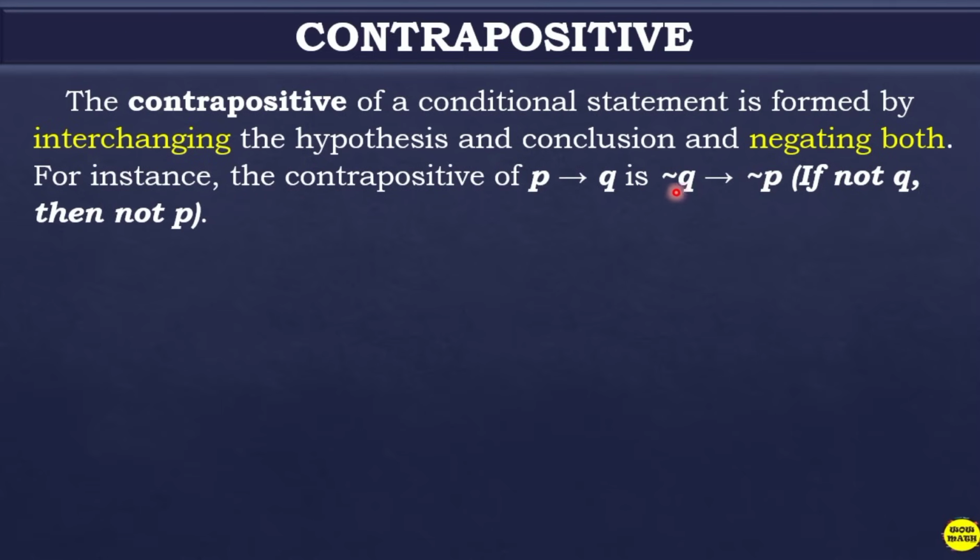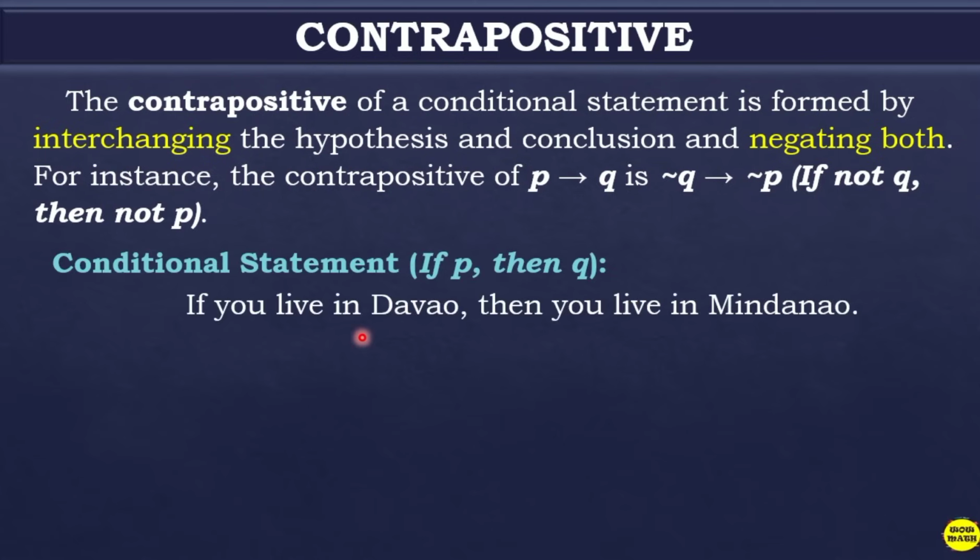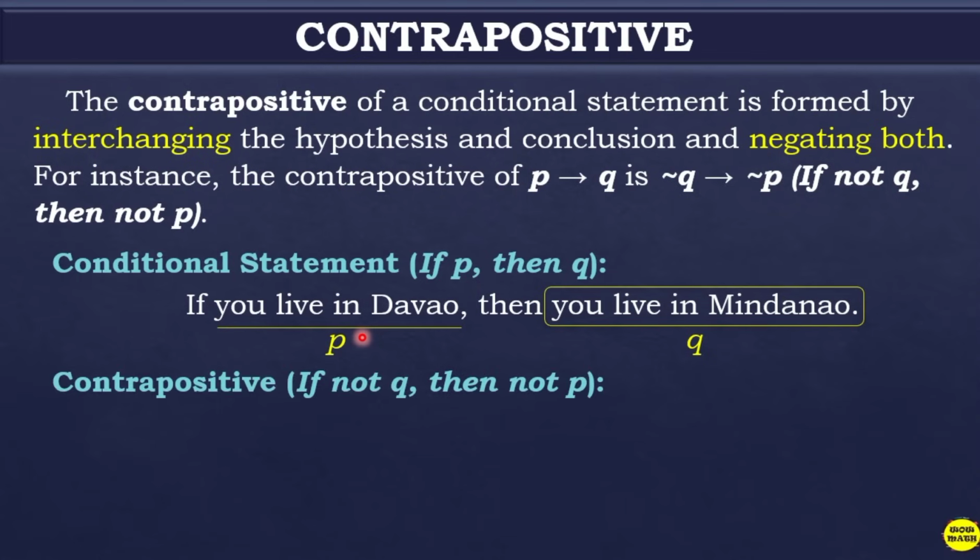Okay? So, kumbaga, ito yung kabaliktaran ng inverse. Kasi 'di ba ang inverse natin, if not P, then not Q. So, ito naman, opposite naman siya ng inverse. So, if not Q, then not P. So, in contrapositive, we are interchanging the conditional statement. At the same time, we are negating both. Okay? So, if this is your conditional statement, if P, then Q. If you live in Davao, then you live in Mindanao. This is your hypothesis. This is your conclusion. So, if P, then Q. So, ang contrapositive natin, ito yung Q mo, ito yung P, interchange, and then negate, not. So, if not Q, then not P.